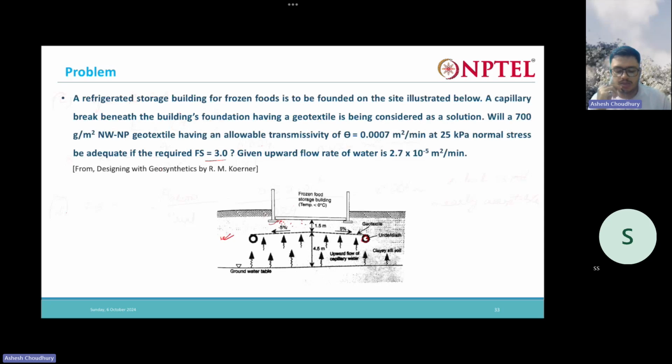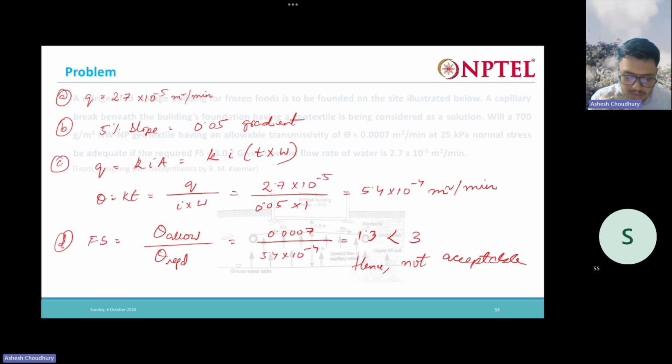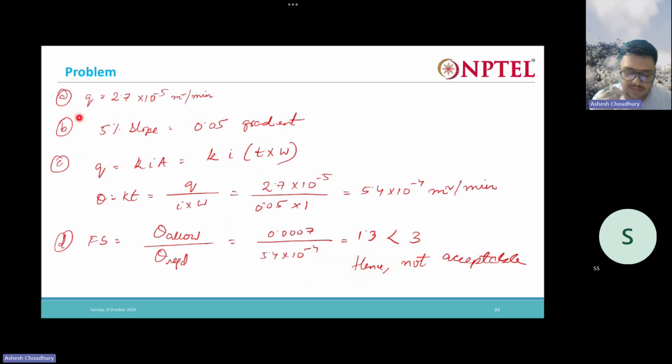So water is coming, water is rising up, it will be carried by this geotextile drain, and then it will be ultimately drained into these under drains, which are running along this length. So the first step is always the flow. From the flow we calculate the transmissivity, and then we find out the factor of safety, and here also you are seeing that it is not acceptable.